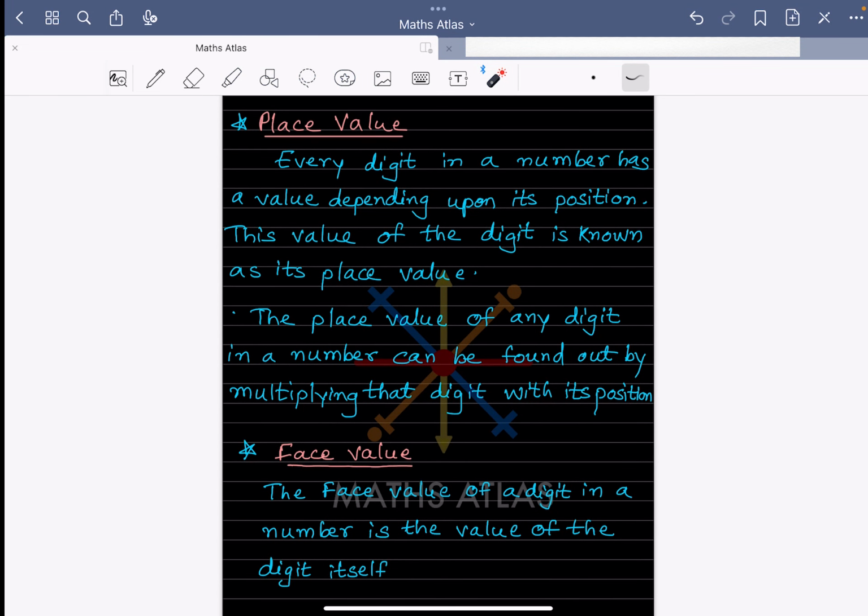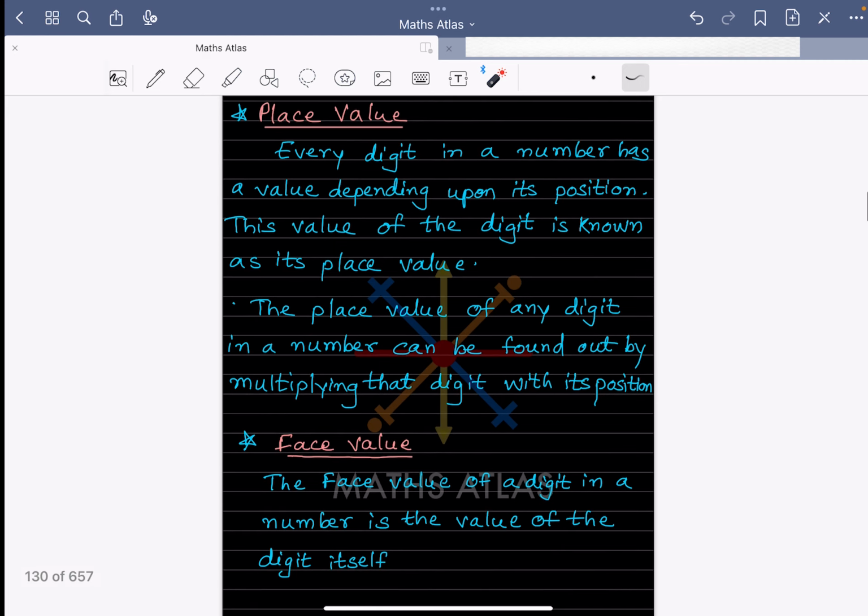Always there is a confusion between the place value and the face value. So here the place value is every digit in the number. Somebody asked you what is the definition of that. So every digit in the number has a value depending upon the position. This value of the digit is known as the place value. So let us see here with the help of the example I will explain to you.